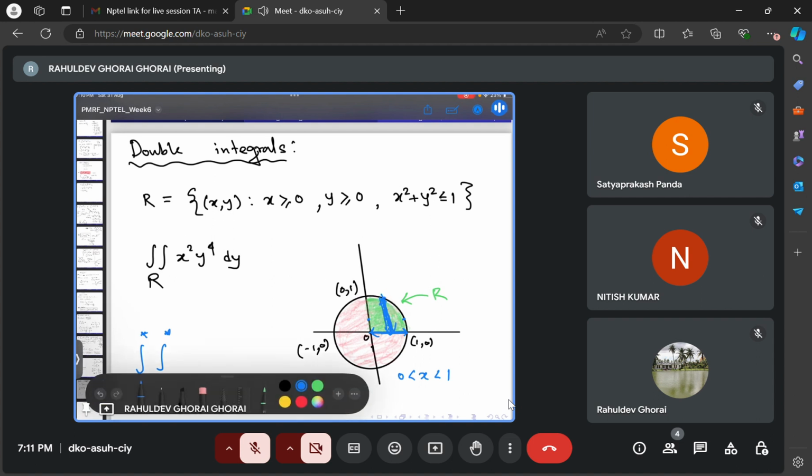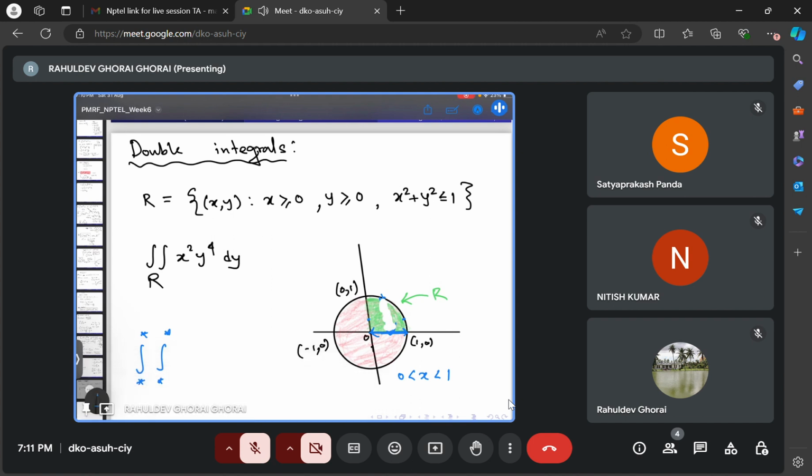Let me draw again. So if I draw the region like this, y will start here at 0, y is equal to 0. But what will be the value of y here?